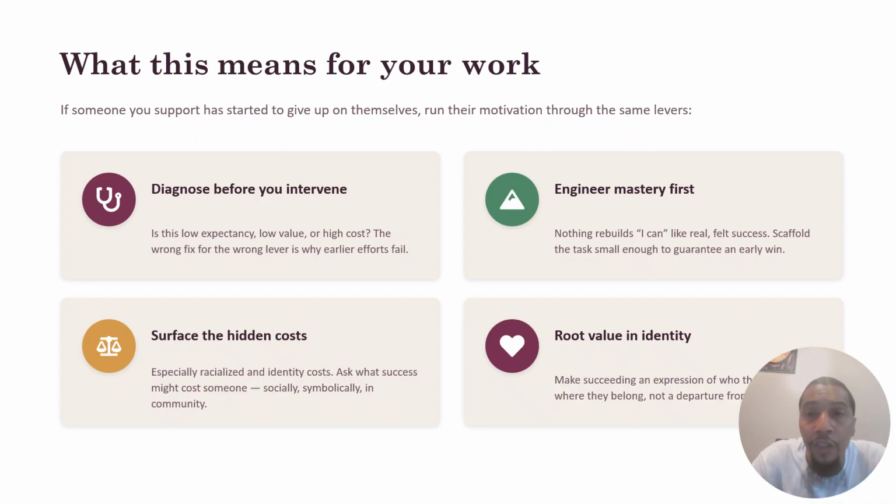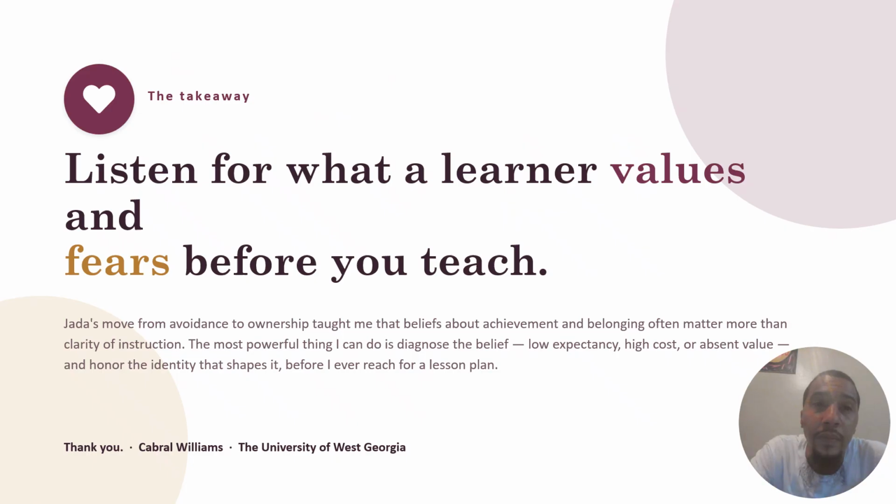Third, surface the hidden costs, especially racialized and identity costs. Actually ask what success might cost someone, socially, symbolically, or in their community. And fourth, root value and identity. Make succeeding an expression of who they are and where they belong, not a departure from it. I'll close with a lesson that will stay with me.